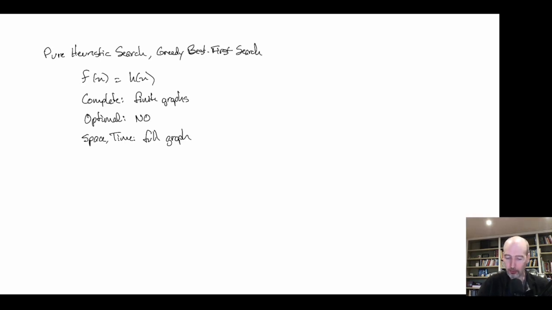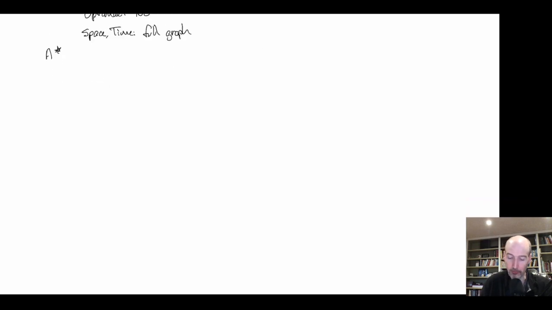But what we'd like to do is upgrade to something that's going to work a little bit better. So if we think about Dijkstra's algorithm, what did that do? That looked only at the cost so far, which was the g cost. And when we look at pure heuristic search or greedy best first search, then we're only looking at the h cost. And what we'd really like to do is look at A star, which is going to balance both of these.